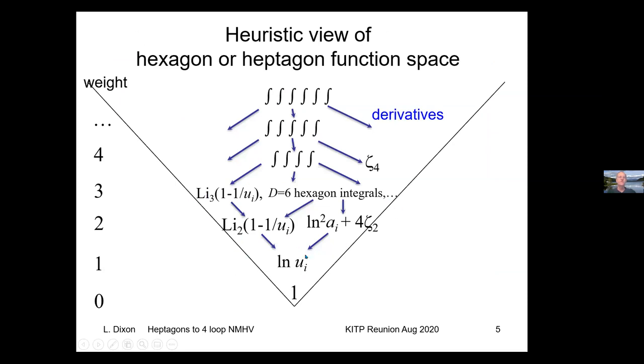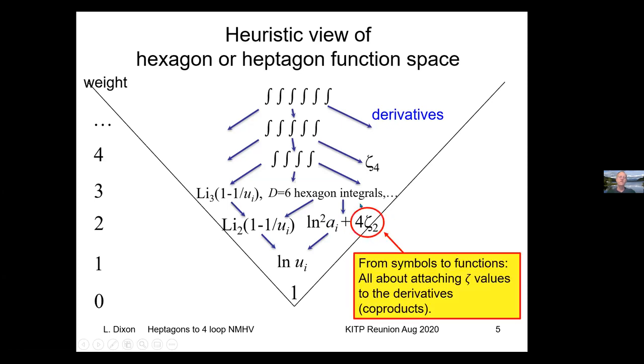At lower weight, they tend to be classical polylogs of suitable arguments. In the 6-point case, the dilogarithms you find at weight 2 happen to have special arguments like this. And you also have log squareds of certain combinations of cross ratios. And interestingly enough, you have a 4 zeta 2 that sits in here.